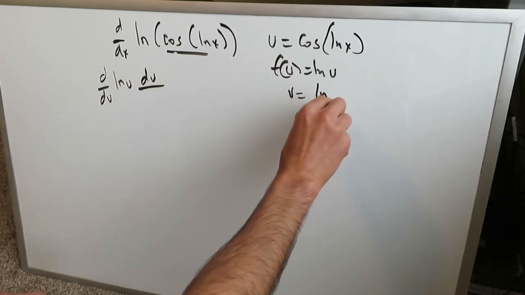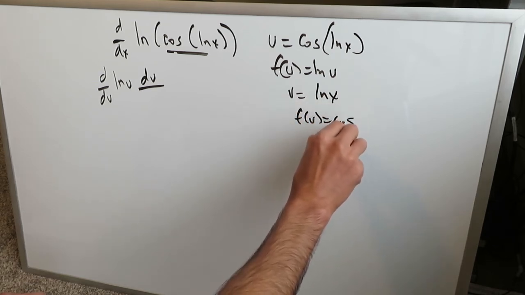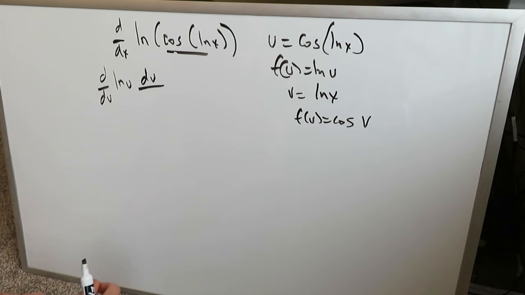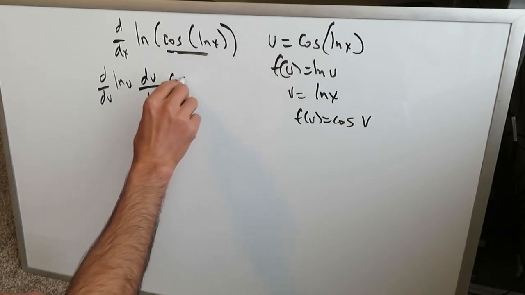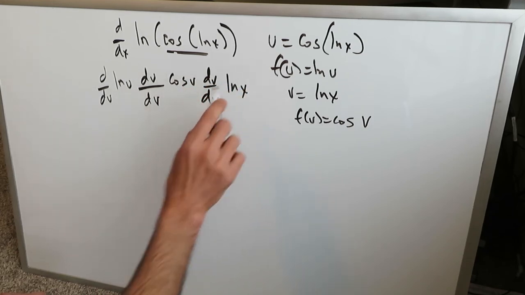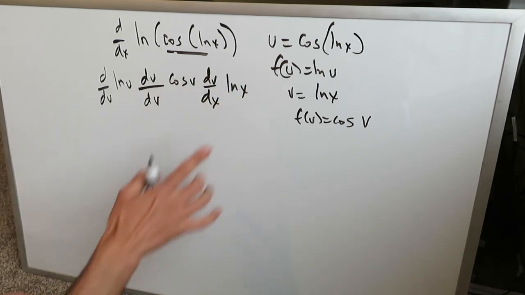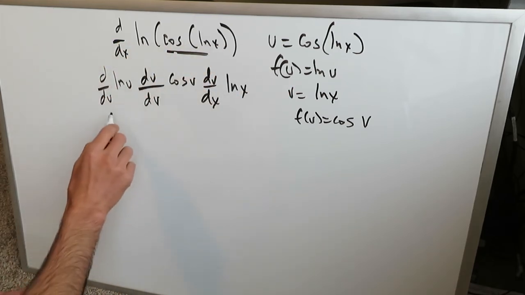If v is equal to ln x, then f of v is equal to cosine of v. And you'll see that play out right over here. du over dv of cosine v, and then dv over dx of ln x. This double chain, or double substitution, captures entirely everything you see here at the top. You have to do the derivative.